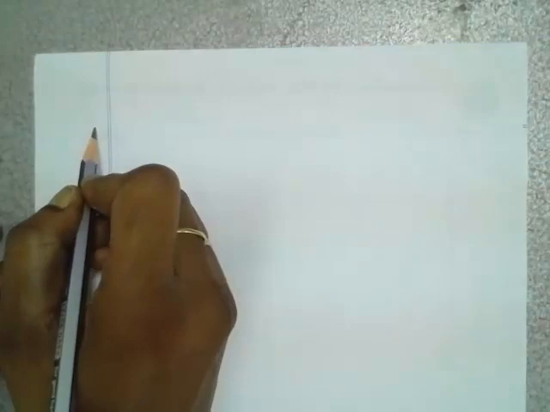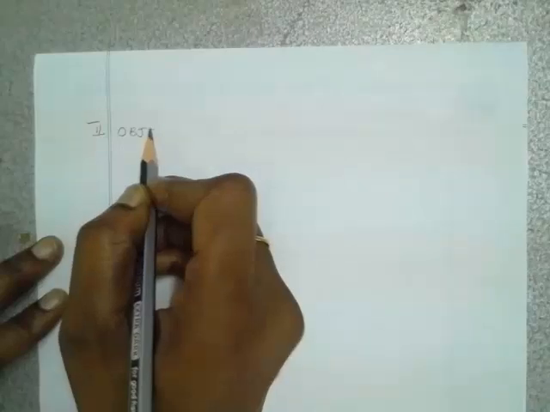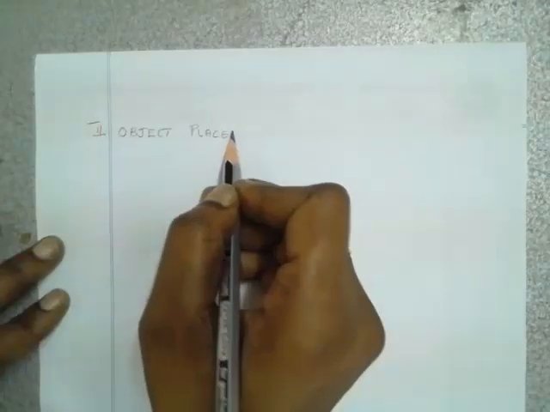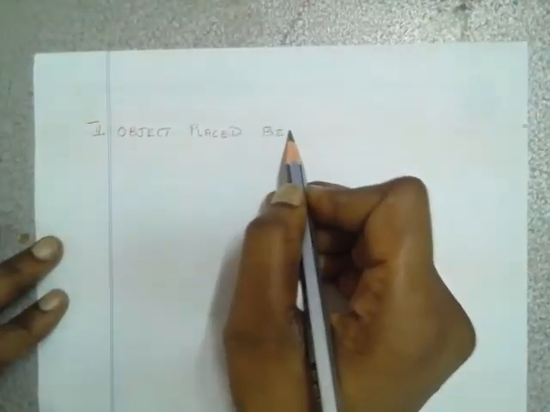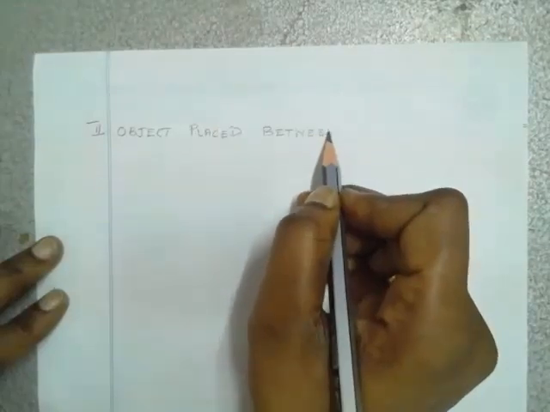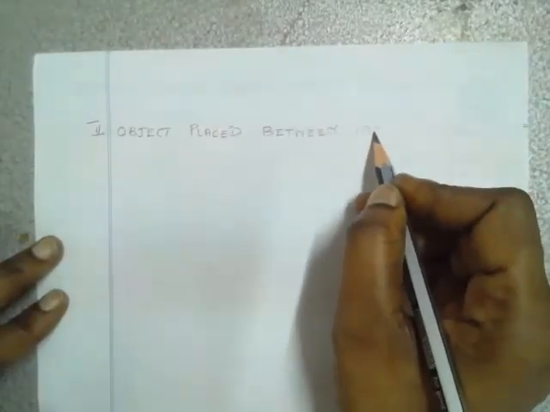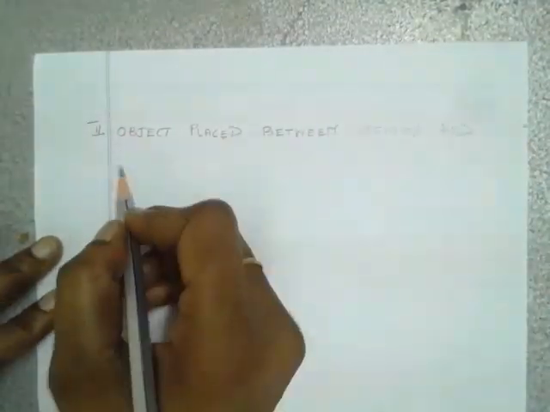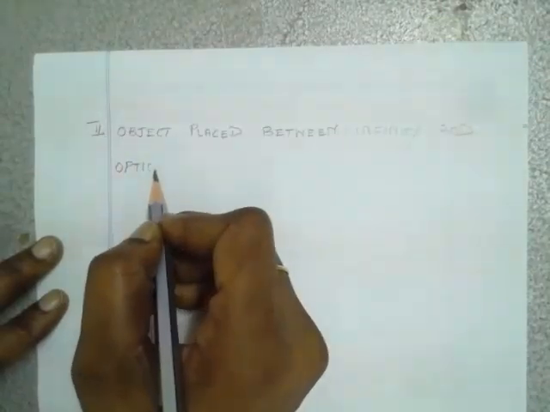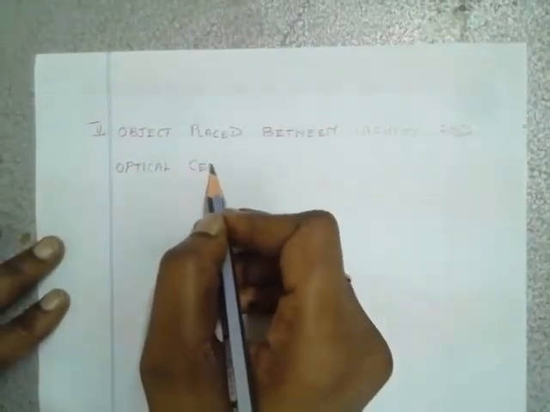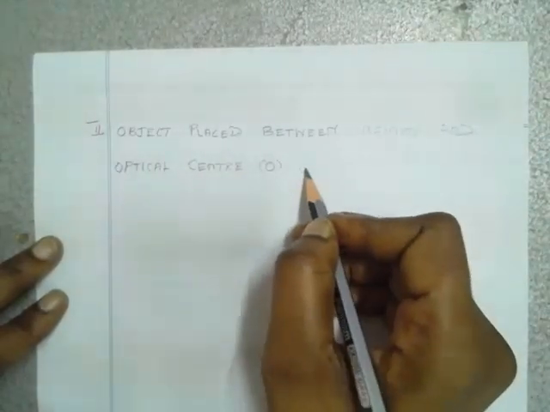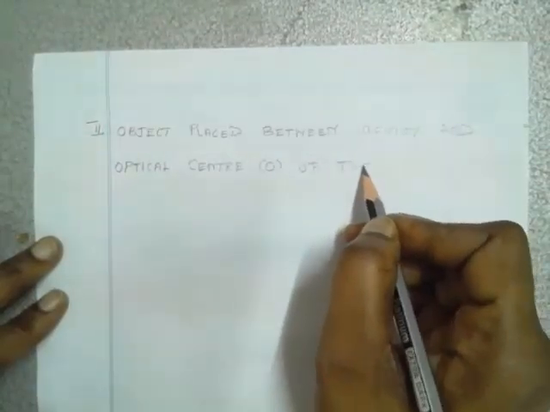In case 2, the object is placed between infinity and the optical center O of the lens.